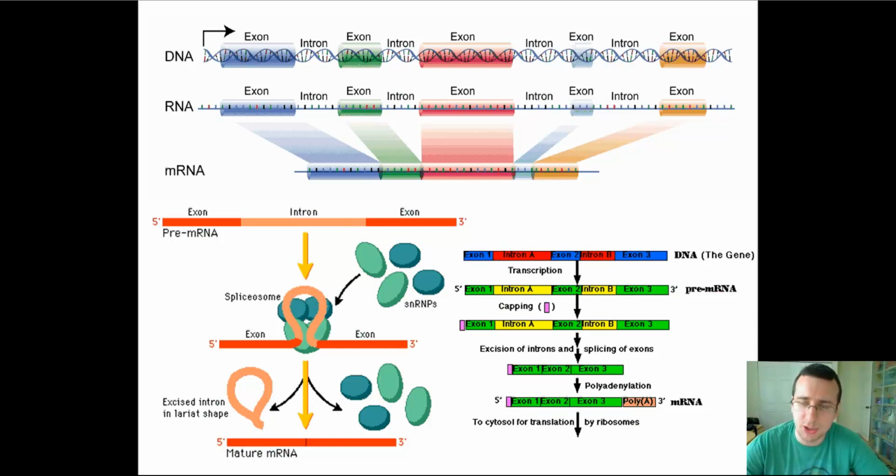For all of these reasons, to protect us from mutation, for maintaining stability during crossing over events, to create different kinds of proteins with different kinds of domains, and to control gene expression, introns are part of the human genome and of a lot of eukaryotic genomes.